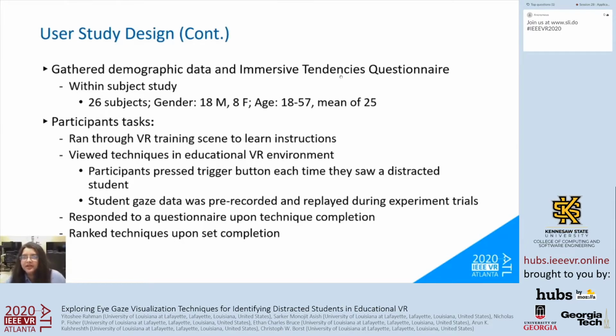In the study, the subjects ran through a training scene where they practiced what they would do in the trial. They were told to hold the trigger until the distraction ends. Then the actual study started, where pre-recorded single student gaze data was visualized using 6 different techniques. After each technique, questions were shown in VR and the investigator recorded their responses. Then they ranked the techniques by placing physical flashcards in order. Each flashcard had an image and name of a technique.